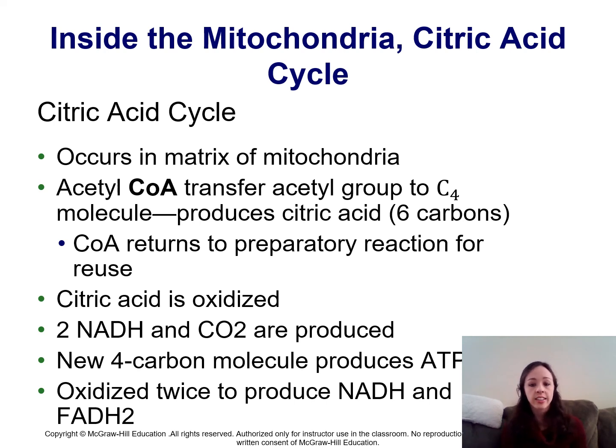The citric acid is then oxidized a few times, which produces NADH, FADH2, and carbon dioxide. An ATP is produced by substrate level ATP synthesis, as it was in glycolysis. So per glucose molecule, at the end of the citric acid cycle, we will have 4 carbon dioxides, 6 NADHs, 2 FADH2, and then 2 ATP.